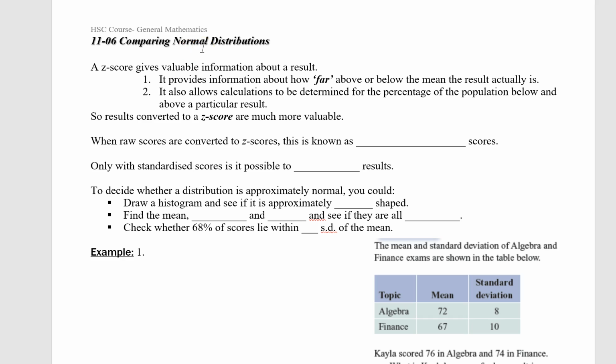Comparing normal distributions. A Z-score gives valuable information about a result. It tells us how far we are above or below the mean. So it takes away the size of the result. It tells us where that result is relative to the mean. And it also allows calculations to be determined for the percentage of the population below or above a particular result. So these percentages we get from our understanding of the normal curve.